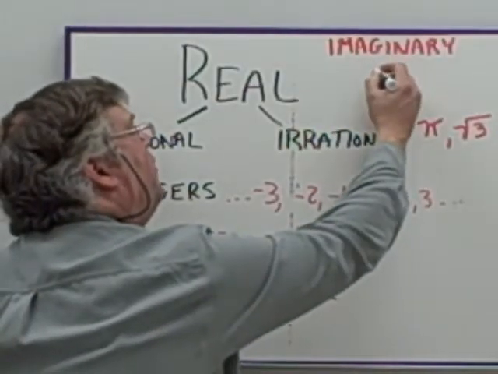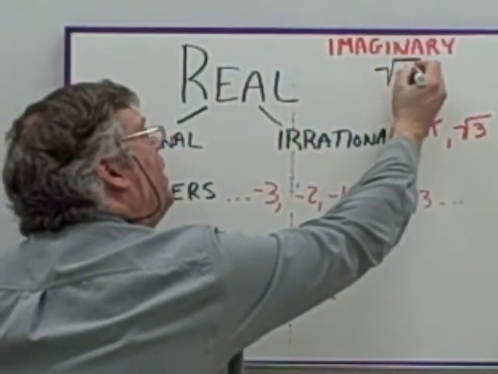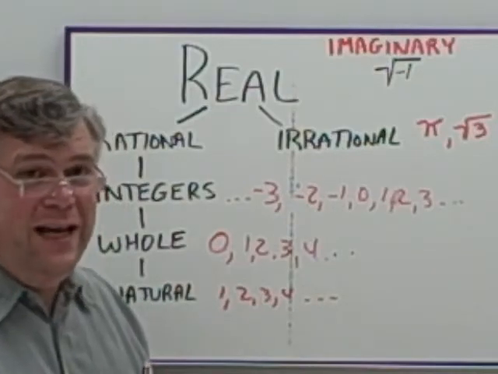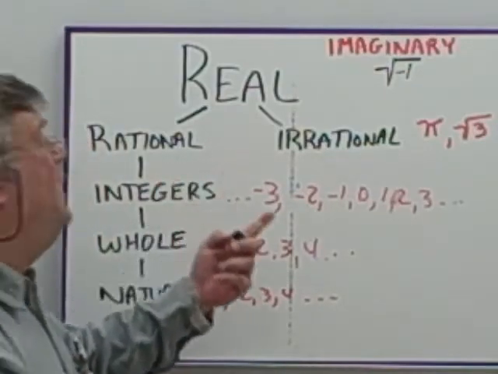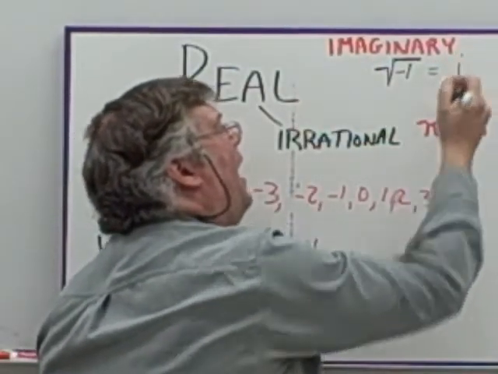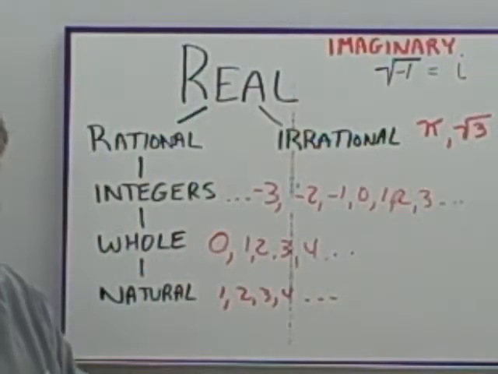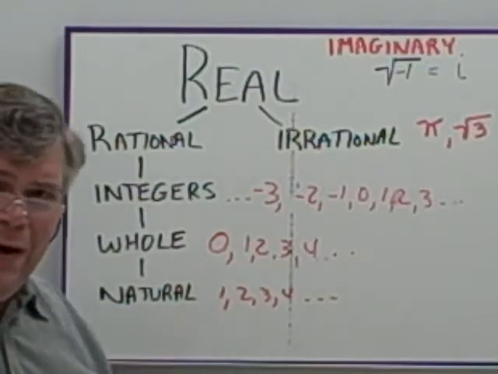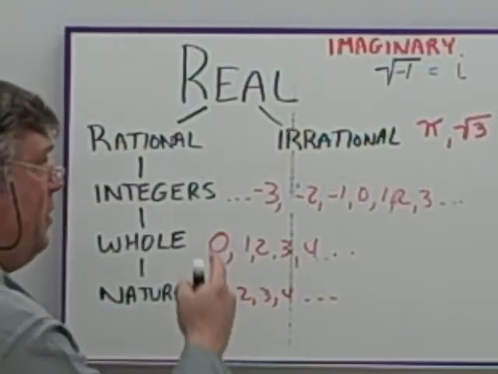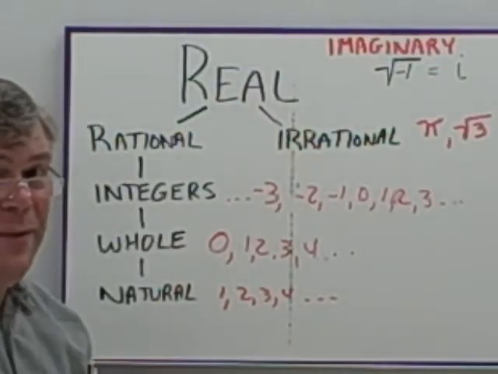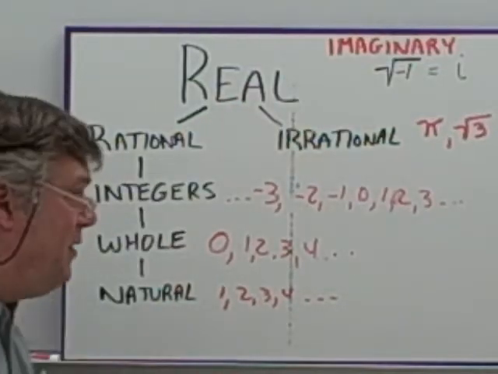Imaginary numbers are based on the square root of negative 1. As I told you in class, you can't do the square root of a negative. But they like to take this square root of negative 1, and they call it i. And they work with this imaginary number i. Don't worry about it, we're not covering it in 8th grade, but I wanted you to know that such numbers exist. Imaginary numbers are not real numbers. That's why they call them imaginary.